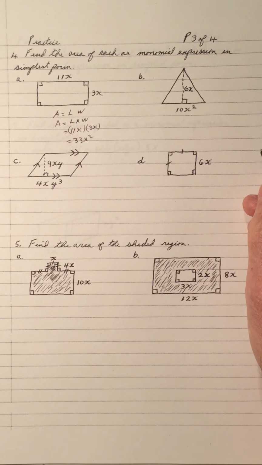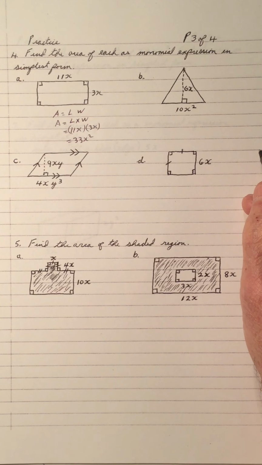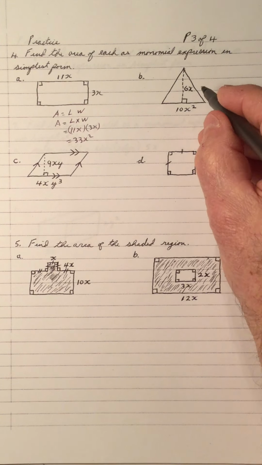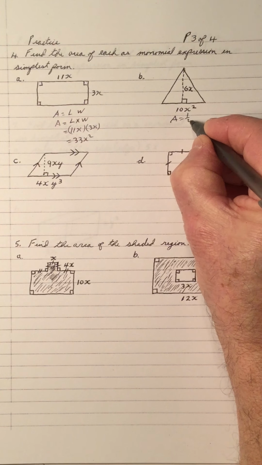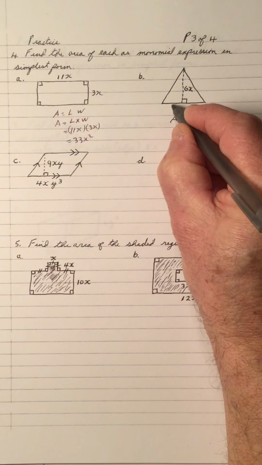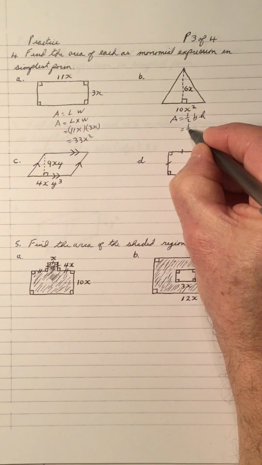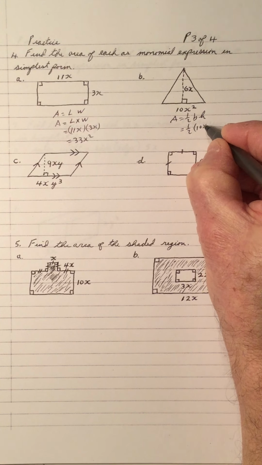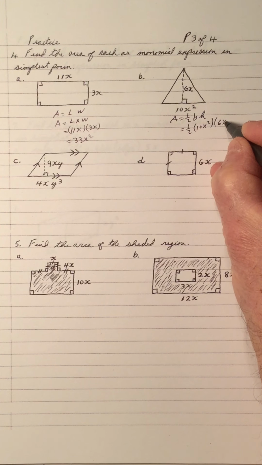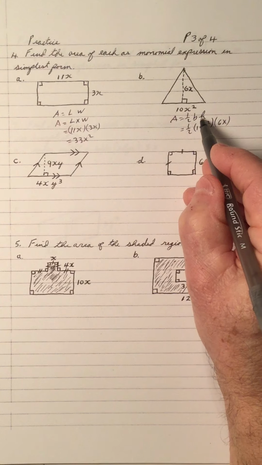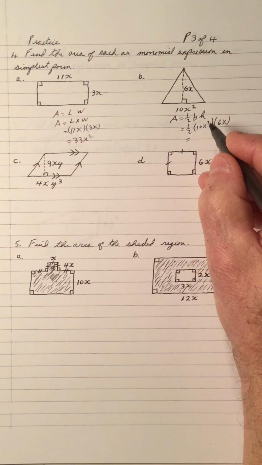Area, you got to multiply. Length times width, base times height. A triangle formula, area is half the base times the height. That's the base. So we sub in 10x squared. And the height is 6x. Sub that in. So if I write down my formula and then sub in, I have a better chance to get it right.